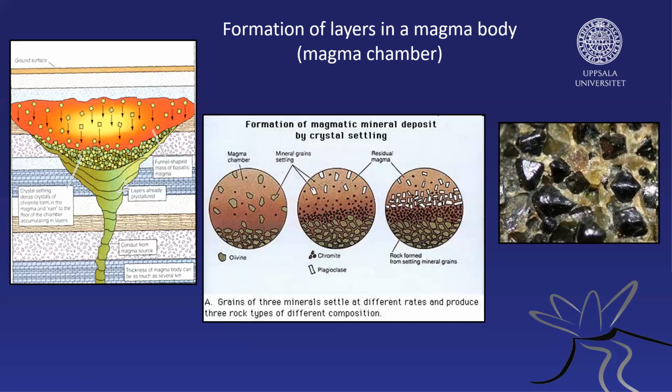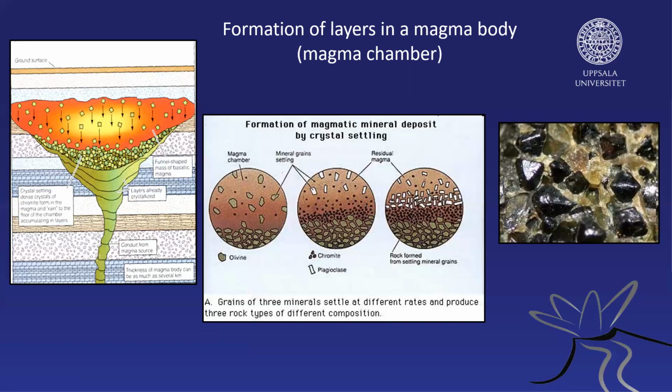We start forming olivine. They settle down at the bottom of the magma chamber. They are super dense because they contain a lot of iron, a lot of magnesium. Then we start crystallizing chromite, slightly less dense because you have more aluminum. And then you form a layer made by chromite only. The chemical composition of the remaining liquid has changed between the formation of the olivine and the chromite.